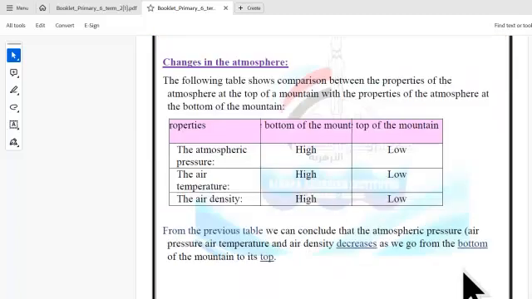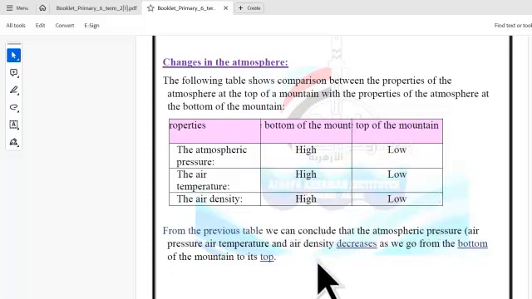Changes in temperature. The following table shows a comparison between the properties of the atmosphere at the top of the mountain with the properties of the atmosphere at the bottom of the mountain. The atmospheric pressure at the bottom of the mountain is high. The atmospheric pressure at the top of the mountain is low. The air temperature at the bottom of the mountain is high. The air temperature at the top of the mountain is low. The air density at the bottom of the mountain is high. The air density at the top of the mountain is low.